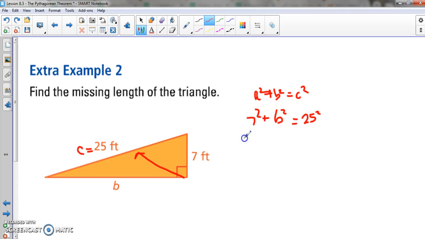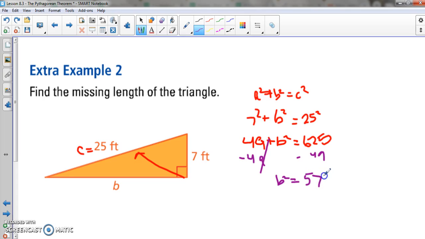Okay, simplifying, 7 times 7 is 49, plus b squared. And then 25 times 25 is going to be 625. So in order to get this b squared term all by itself, I need to get rid of adding 49. So to get rid of adding 49, I'm going to subtract 49 from both sides. So these will cancel. I'm going to be left with b squared equals, okay, 625 minus 49 is going to give me 576.